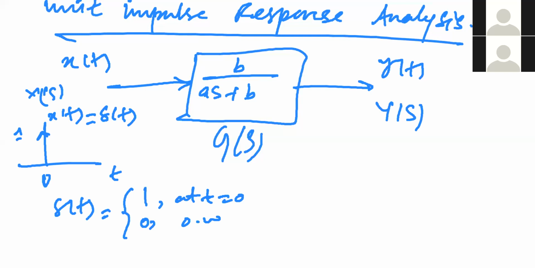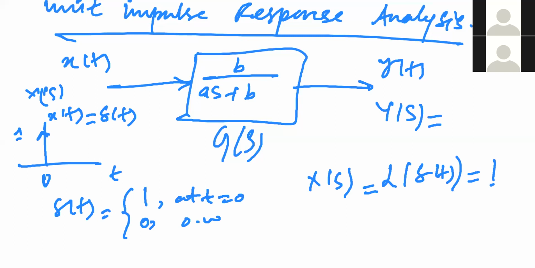And what is x(s), the Laplace transform of the delta function? This will be equal to 1. So this means that 1 multiplied by the system response function will be equal to y(s), and this will be equal to G(s), because the input is equal to 1.